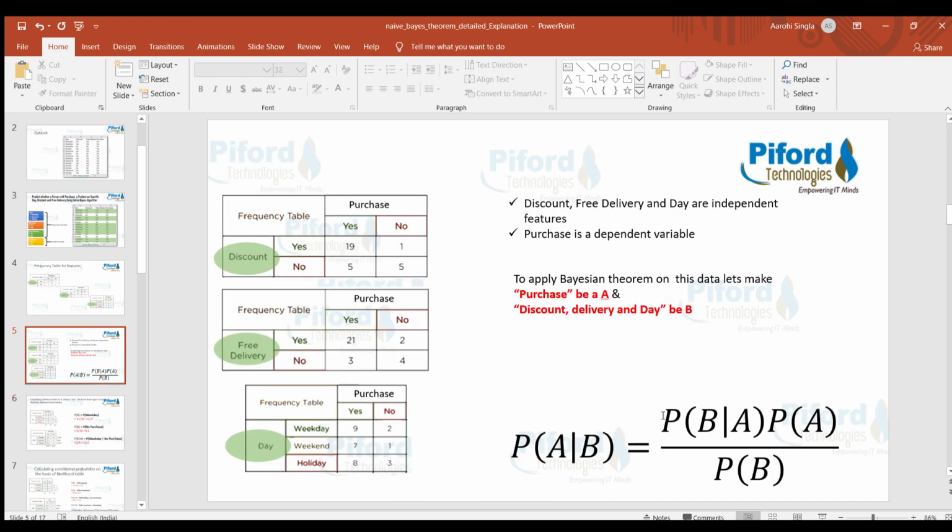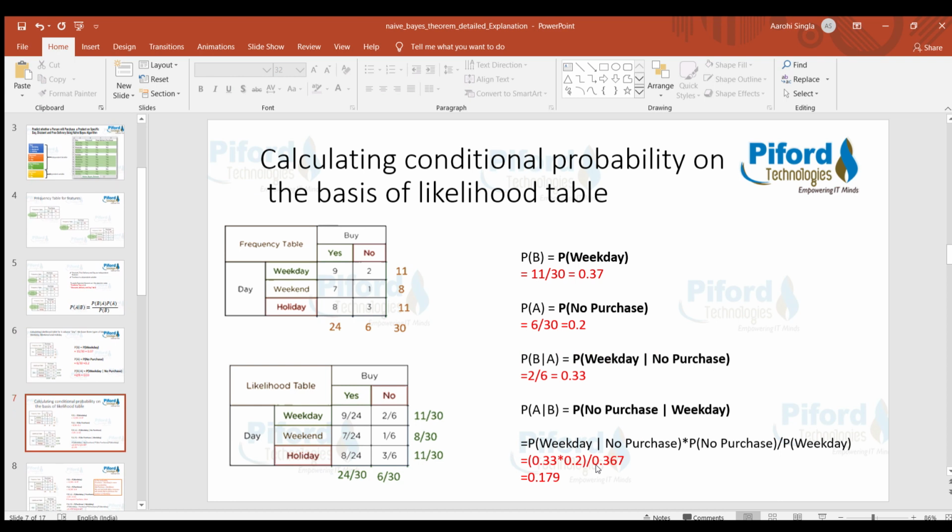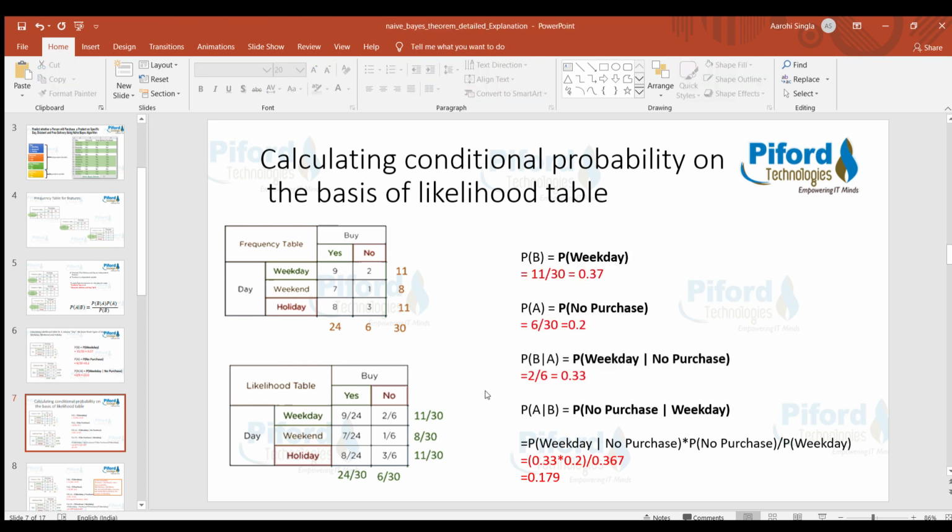Now we have P of this, this, this. Now we have these three things. Now we can calculate this easily. So this is what I'm doing over here. This is the probability which I've calculated in the last slide. This we have again calculated in the last slide. This we have again calculated. And what we want to find now is the probability of A given B, meaning the probability of no purchase when the weekday is given. And how can we find the probability of A given B?